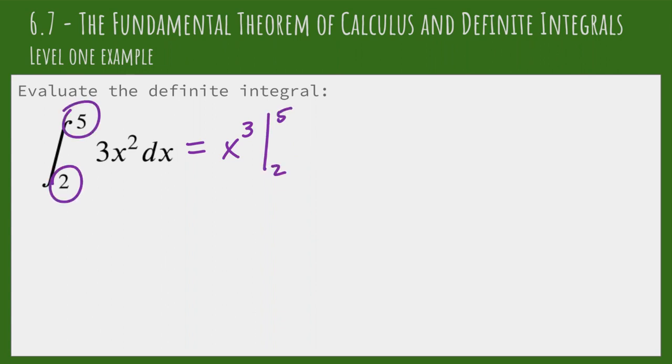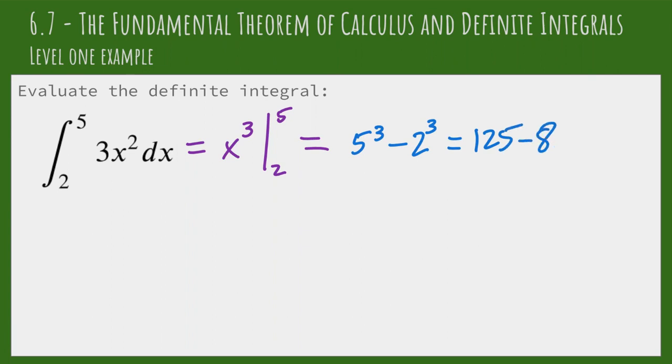Remember, we always say from this to this, so we're going from the lower limit to the upper limit. And then we evaluate that antiderivative at those two values, starting with the upper limit. So we're going to plug in the 5 for x, and we get 5 cubed minus 2 cubed. 5 cubed is 125 minus 2 cubed is 8. So we're going to get 117. So if we were to graph the function 3x squared and find the area between 3x squared and the x-axis between x equals 2 and x equals 5, that would be an area of 117.